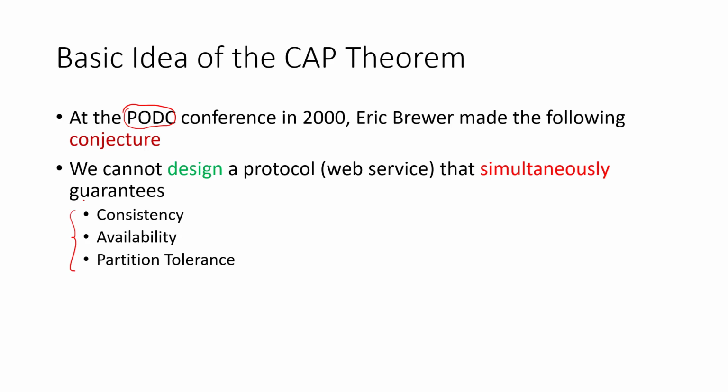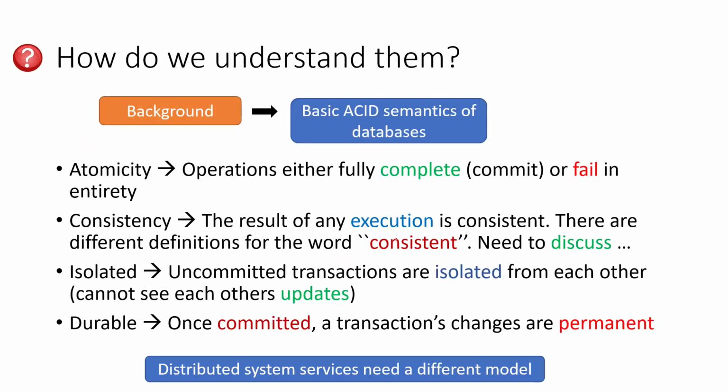Availability means every request gets a response. And partition tolerance means even if the network becomes two separate partitions, the system is still operational. So he said you can't guarantee all three together. This may sound obvious, but it wasn't, or it still isn't, if you actually rigorously apply it.